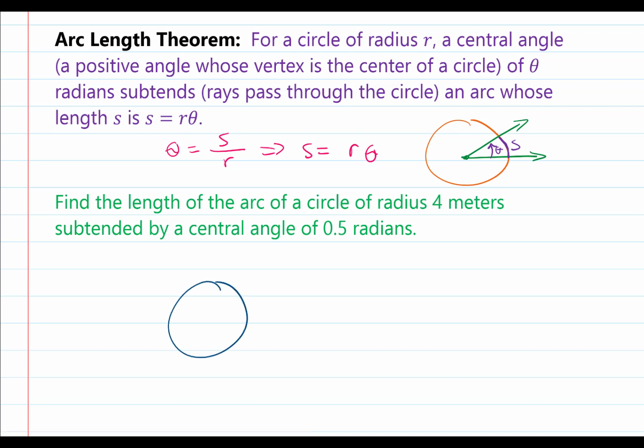So again, we have a circle, we have a central angle, and we have the radius, which is the distance from the center of the circle to the intersection point of the ray and the circle, and this is going to be 4 meters. And then we have the angle, which is 0.5 radians. So in order to calculate that arc length, you take s equal to r times theta, which is equal to 4 times 0.5, which is equal to 2. And because the radius is in terms of meters, your arc length would also be in terms of meters.